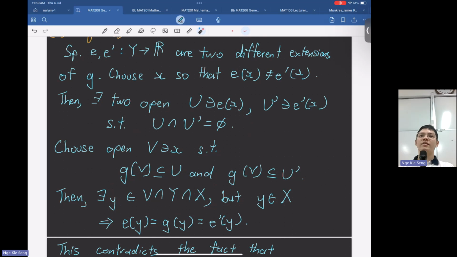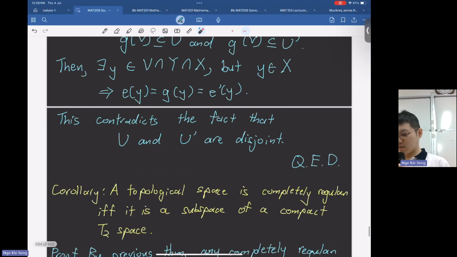Okay, any question so far? Actually, a corollary here is: a topological space is completely regular if and only if it is a subspace of a compact Hausdorff space. It's not just a subspace, right? It is a dense subspace, S bar equals Y bar. So this is the corollary: a topological space is completely regular if and only if it is a subspace of a compact Hausdorff space.